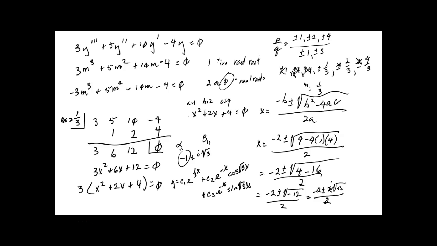So let's see if that's what they got. Hopefully they do. C1 e to the x over 3, I put 1/3 x, that means the same, plus e to the minus x, yep, cosine, or they put that on the outside, C2 cosine root 3x, and then C3 sine root 3x. They factored out the e to the minus x and it's fine.